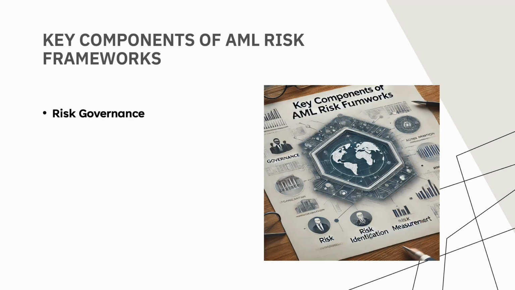A robust AML risk framework includes governance structures that ensure accountability, such as clear roles and responsibilities for AML compliance within the organization. Processes for identifying risks specific to the organization are crucial. This includes understanding the business model, customer base, and the types of transactions that occur. Methods for measuring the potential impact of these risks on the business, such as risk scoring and ranking, help prioritize areas that need the most attention.